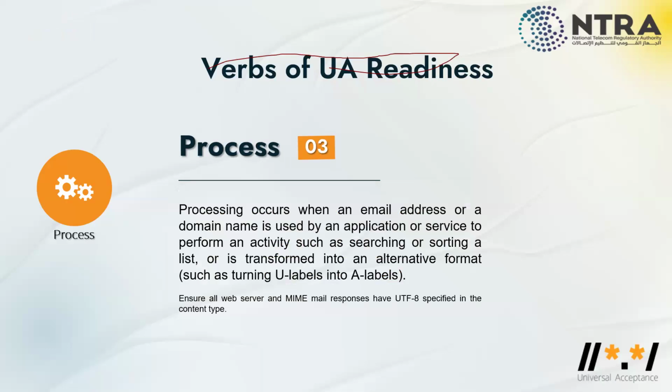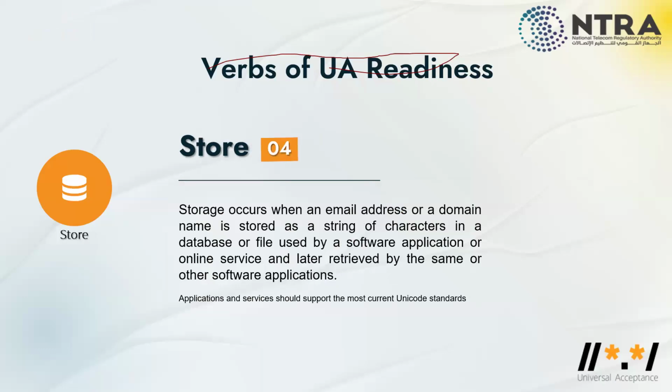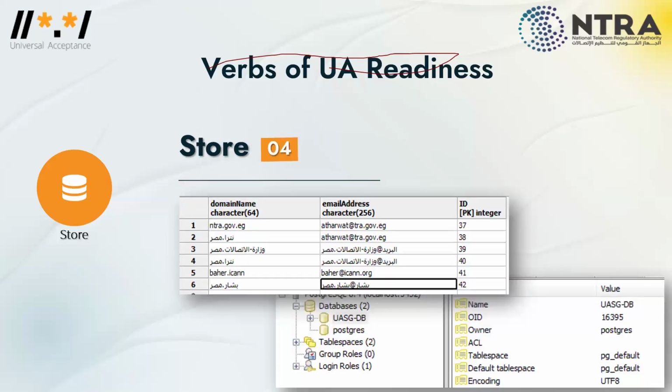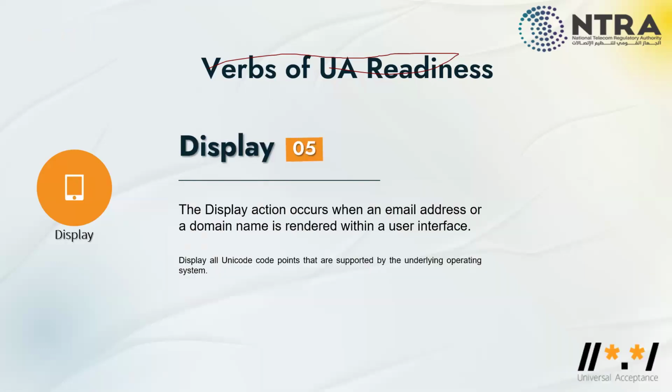Process, as I said, means I need to select a feature from the data I already stored, which will happen after a while. Store means you need to select a proper database that supports UTF-8, like we indicated here. It is one of the encoding schemes. It is UTF-8, and the data is stored inside the database as Unicode. The display: the data should be displayed as it was written by the user itself.